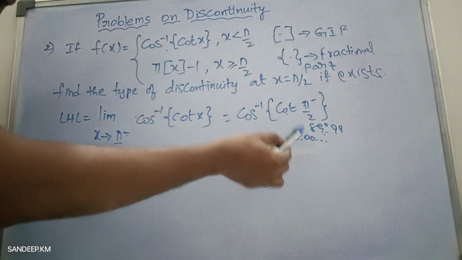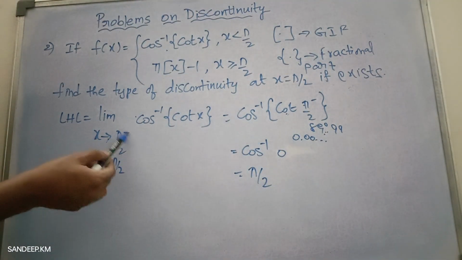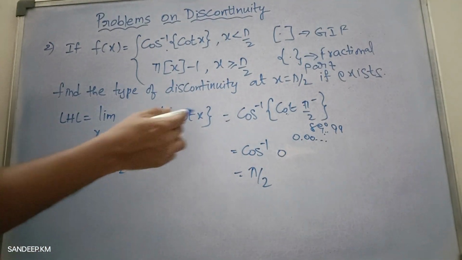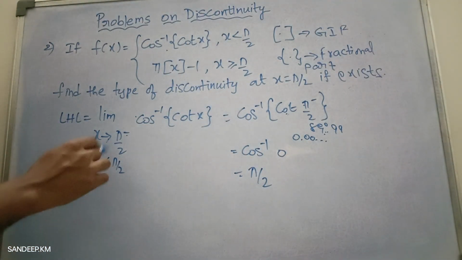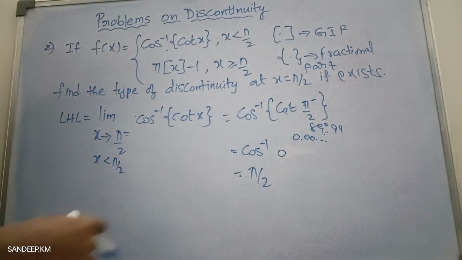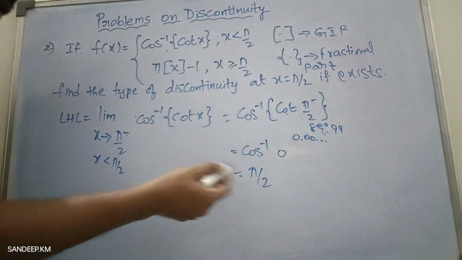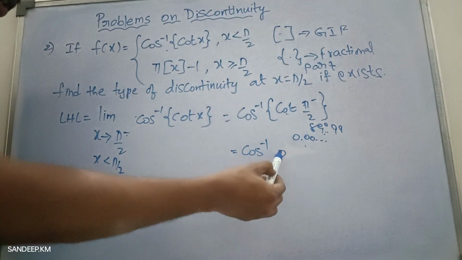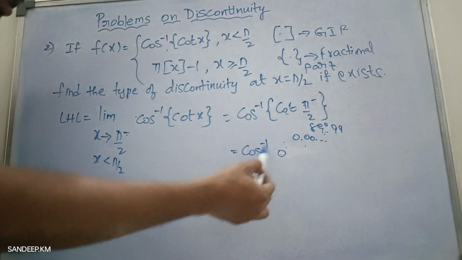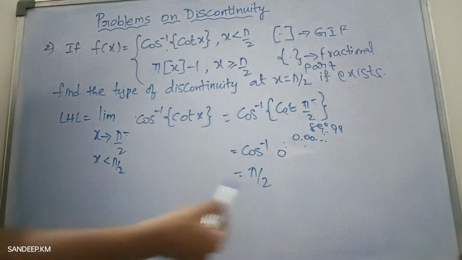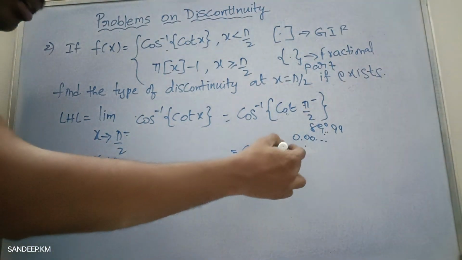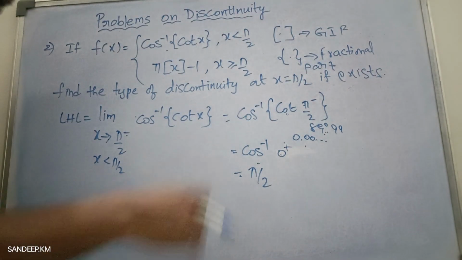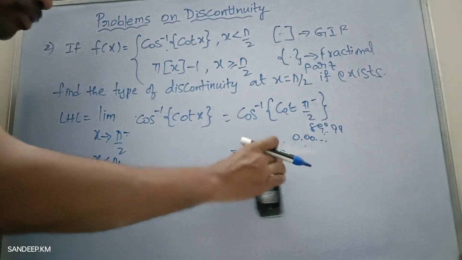Cos inverse of 0 is pi by 2. In case you are confused with this, you can write x as pi by 2 minus h, and then solve the same problem by taking h approaches 0. You will get the answer just like that. I hope you understood this. You will get 0.000 and so on, but it is positive. So cos inverse of 0 plus. Instead of 0 plus, I will write cos inverse of 0 and we will get pi by 2. If you want the exact answer, cos inverse of 0 plus will be pi by 2 minus. But anyhow, it's fine. We will take the answer as pi by 2.